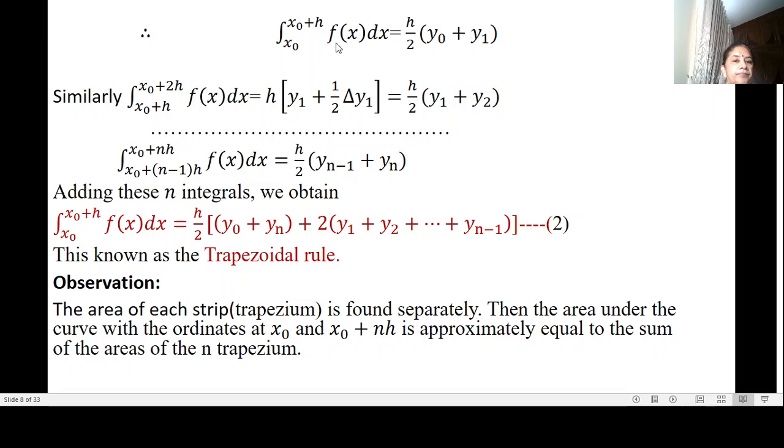Okay. Now similarly, let us consider the next two tabulated values, that is x1, y1 and x2, y2. So the integral from x0 plus h to x0 plus 2h, that is x1 to x2. So the integral from x0 plus h to x0 plus 2h, f of x dx is equal to h by 2 into y1 plus y2. So similarly, consider the last interval, that is xn minus 1 to xn. We have the integral from x0 plus n minus 1 into h to x0 plus nh, f of x dx is equal to h by 2 into yn minus 1 plus yn.